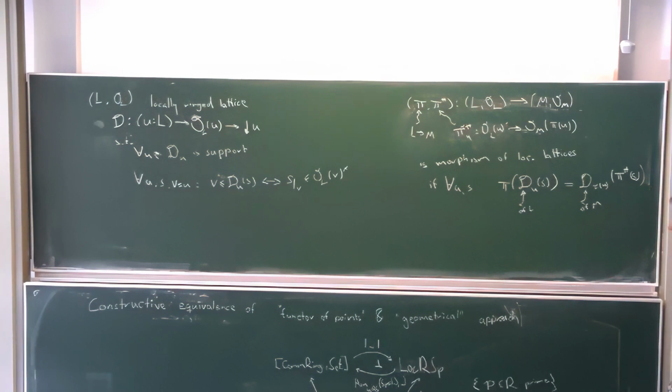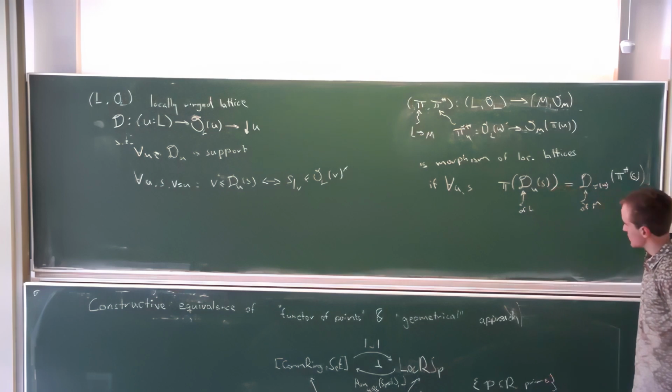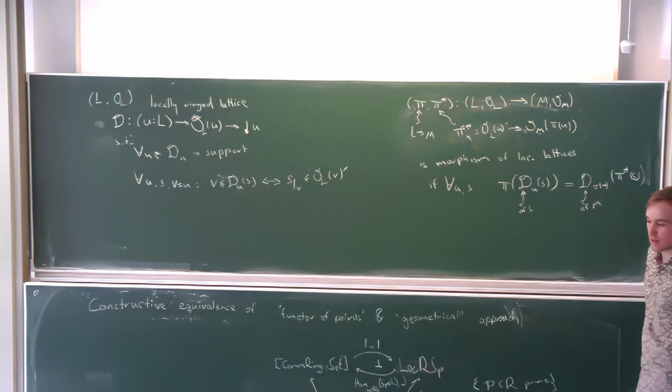Okay. But here we're talking about these lattices, and we think of lattices that do not have arbitrary joins. So in that sense, we can't really define the D in this way here. We have to ask that such a thing exists.